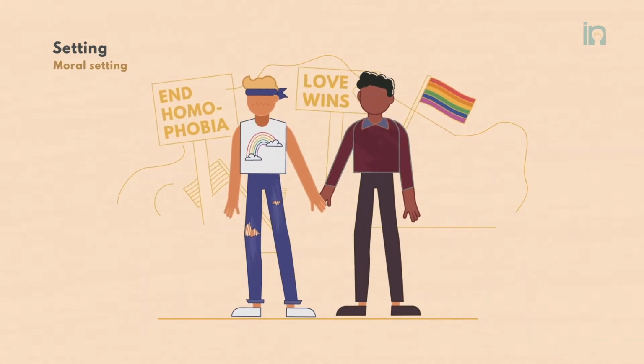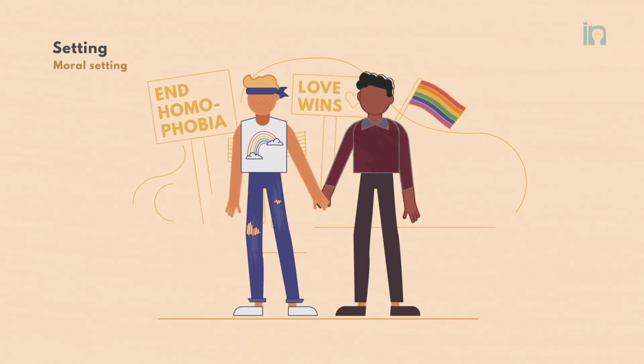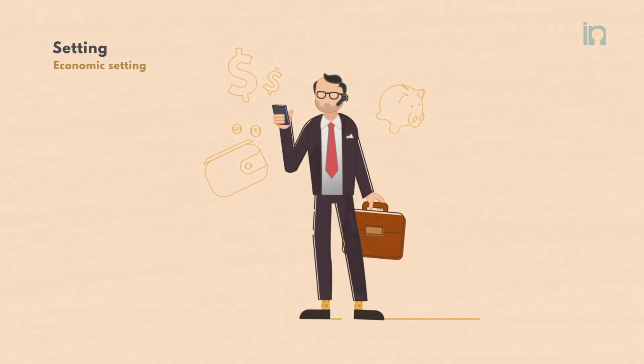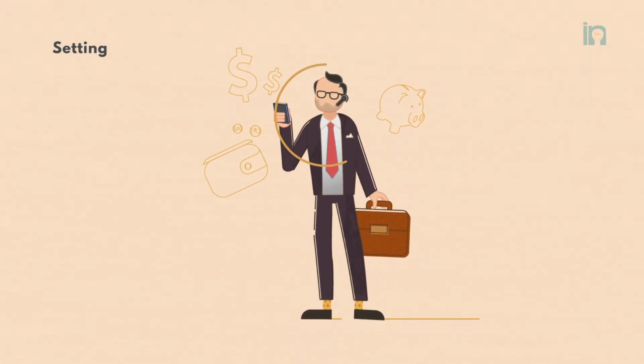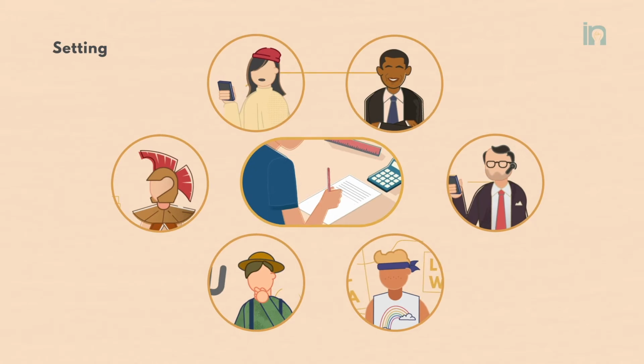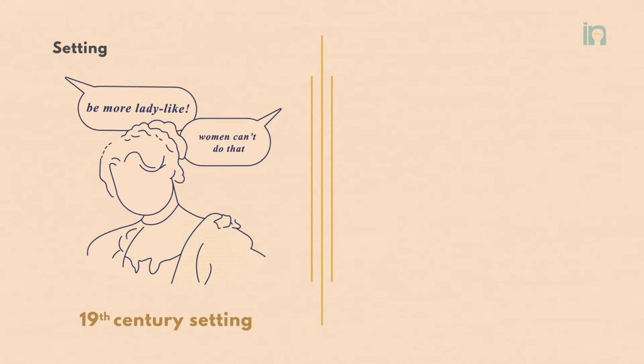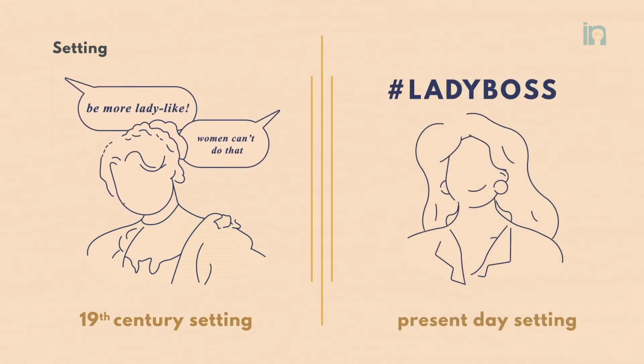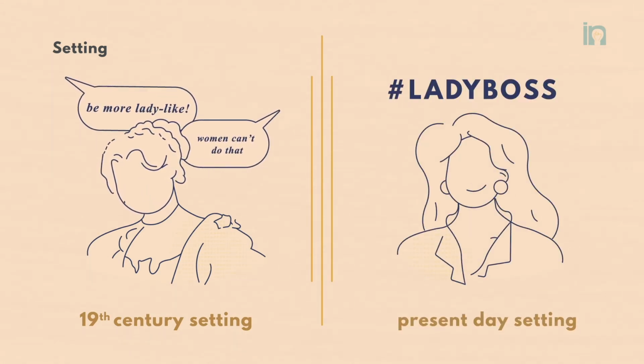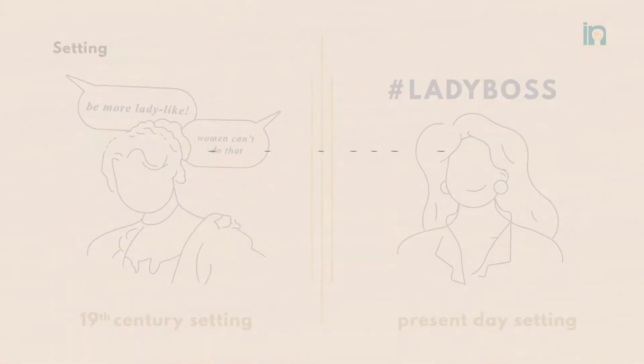Moral setting is about what people thought of as right and wrong. An economic setting focuses on wealth and financial standing. Talking about the setting can help you succinctly frame your analysis. For example, a young woman living in the 19th century would be faced with stricter social norms than a millennial in today's age. This brings us to our next point.